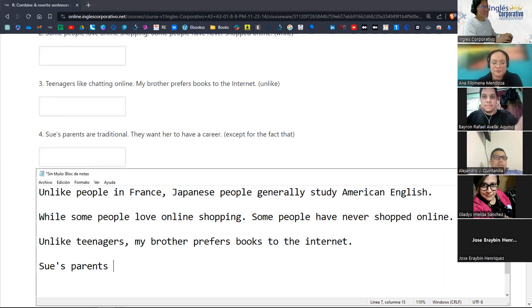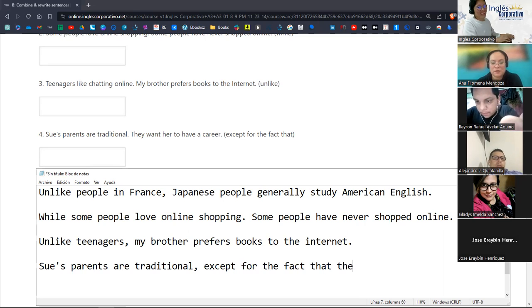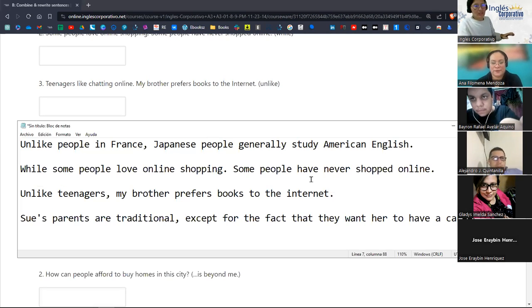Sue's parents are traditional, comma. Except for the fact that they want to have a career. That they want her to have a career. A career. Muy bien. Acordémonos, chicos, que he escuchado siempre a varios, pero career es una carrera universitaria.